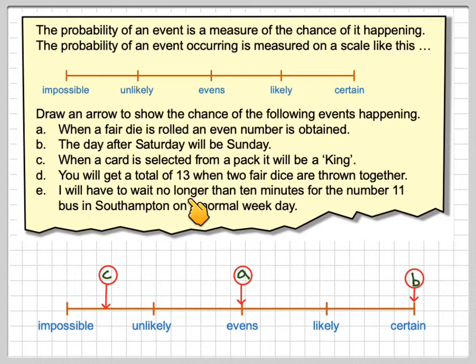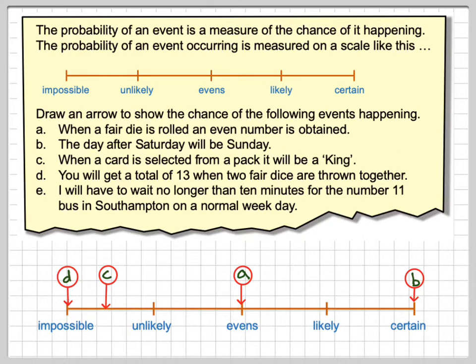D: you will get a total of 13 when 2 fair dice are thrown together. Well, if the 2 dice have numbers 1 to 6 on them each, the highest number you can get is a 6 and a 6, which will be a 12. It's actually impossible to get a 13, so D will go there.